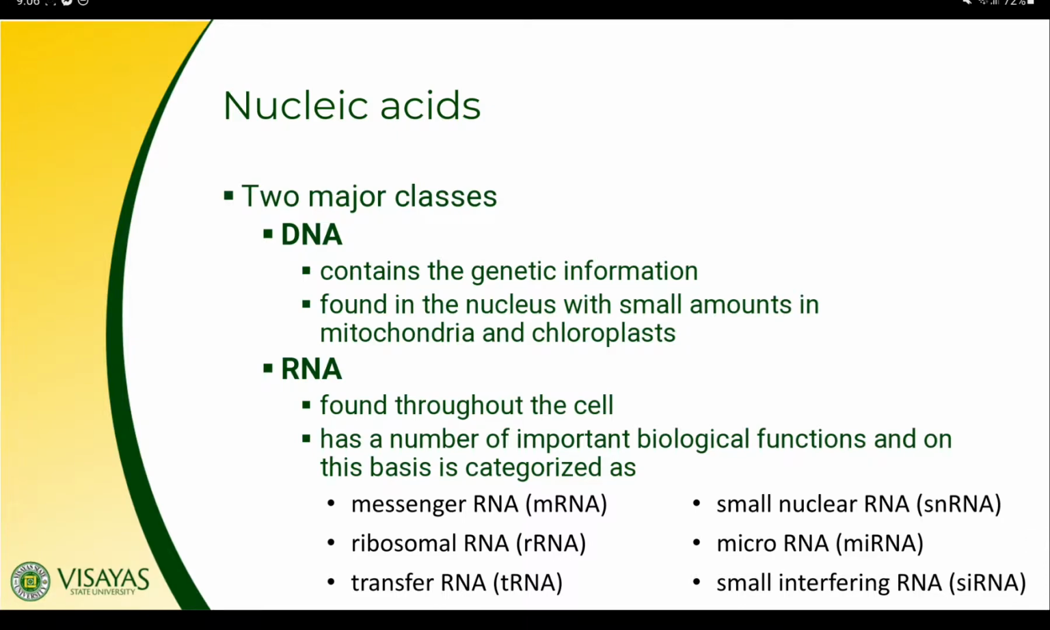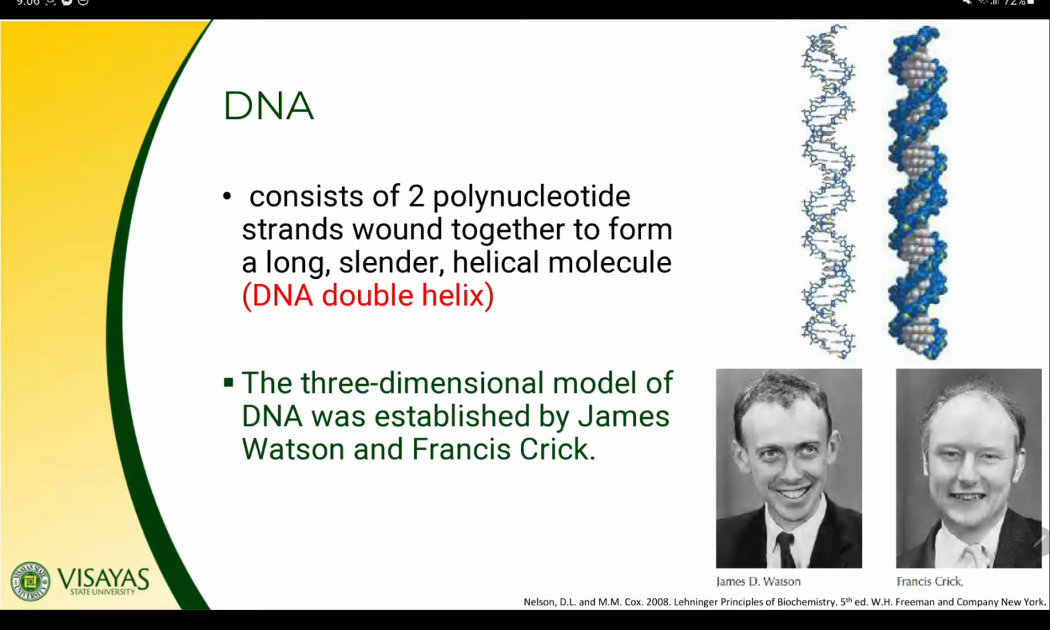So there are two major classes of nucleic acids. We have the DNA and the RNA. DNA is found in the nucleus, which contains the genetic information. RNA, on the other hand, can be found throughout the cell and has different functions. No? And with these functions, they can be categorized into 6. We have the messenger RNA, the ribosomal RNA, the transfer tRNA, small nuclear RNA, microRNA, and the small interfering RNA.